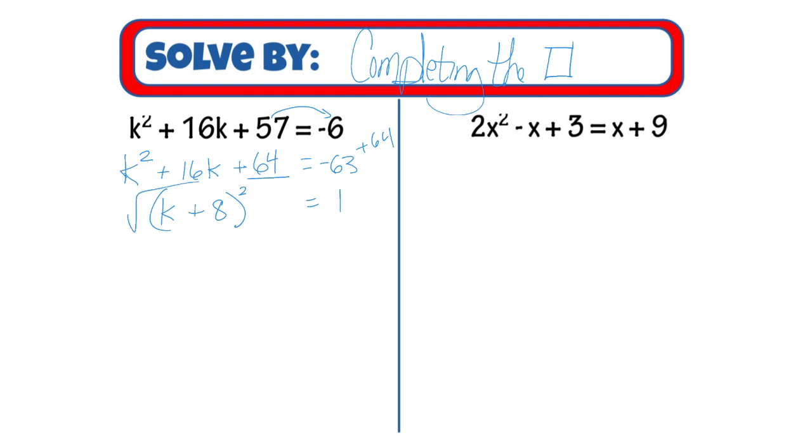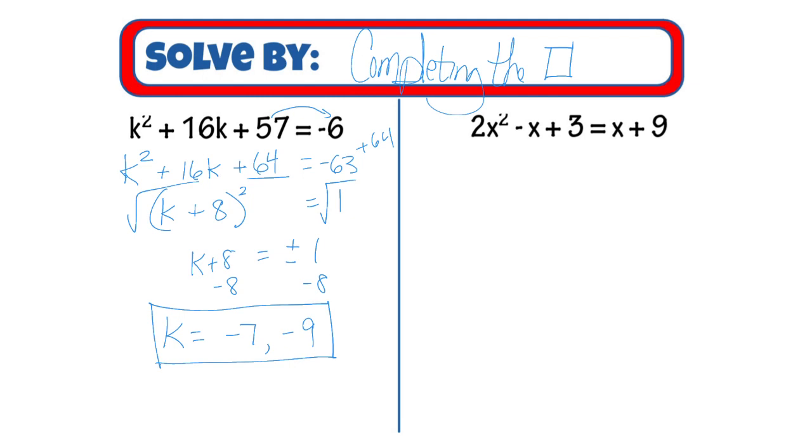So we're going to square root, which is going to get us k plus 8 equals plus or minus 1, and then just subtract the 8. Now you have a couple options here. If the 1 was positive and you subtracted 8, you would have gotten a negative 7. But if the 1 was negative and you subtracted 8, you'd end up with a negative 9. And so those are your two solutions for this problem.